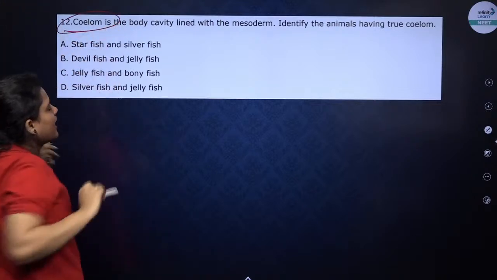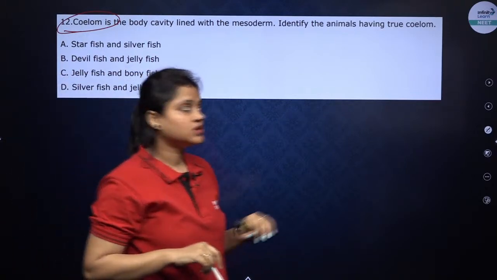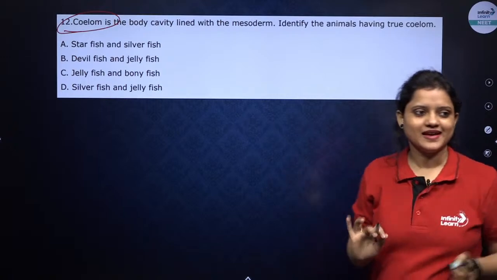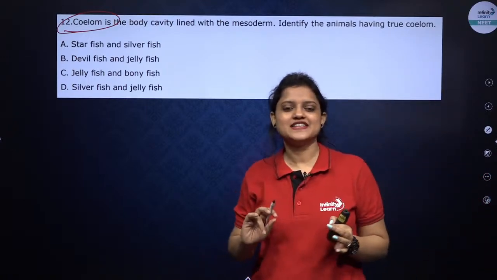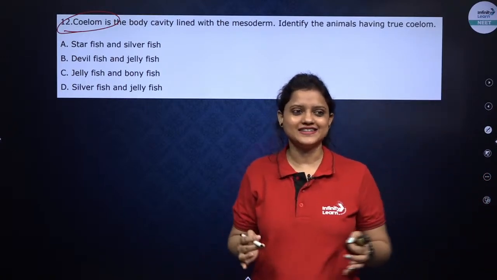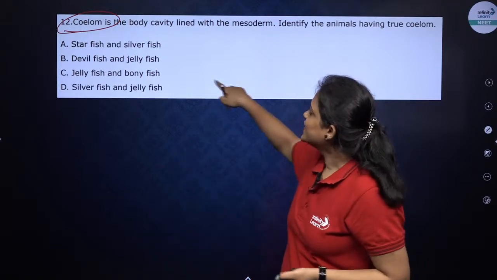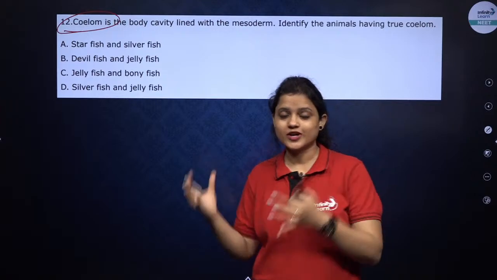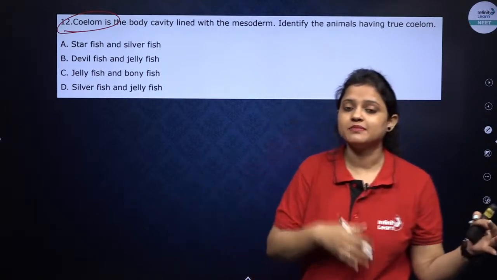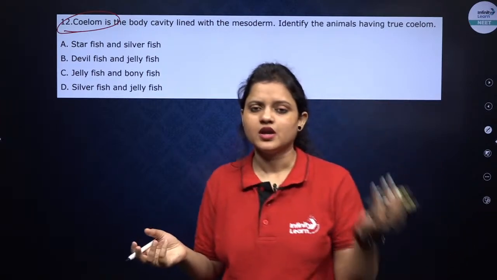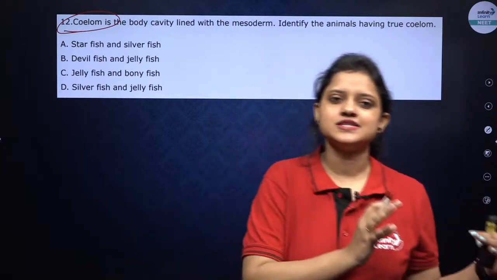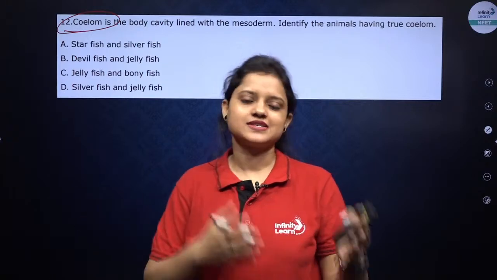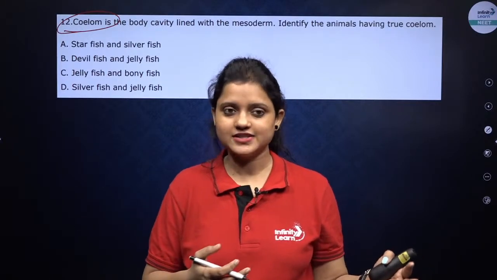Coelom is the body cavity lined with the mesoderm. Identify the animals having true coelom. Hi, Indian Railways, you can tell me your name in the chat, dear. Okay. So, coelom is the body cavity that we all know. Those organisms that don't have coelom, we call them acoelomate organisms. Those organisms that have false coelom are known as pseudocoelomate organisms. Example is Ascaris or roundworm, right?